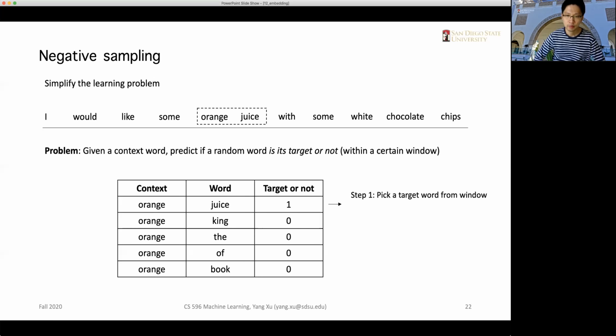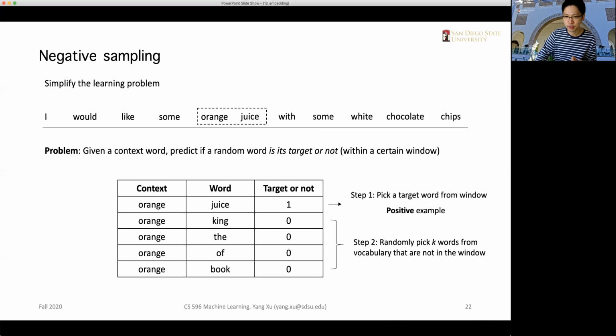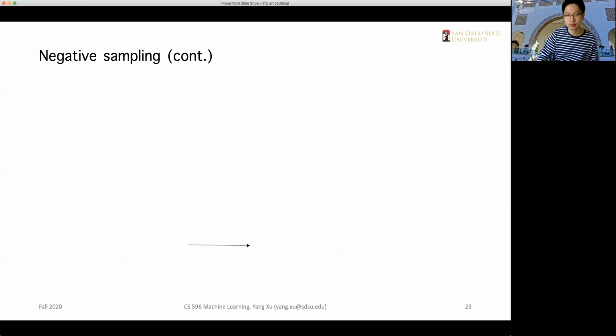The first step of negative sampling is to pick an actual target word from the window. Given a context word, we can always choose a target word from the window. This serves as the positive example because it is a real data point, not a fake case. The second step is to randomly pick a constant number of words, say k words, from the vocabulary that are not in the window. These serve as the negative examples. The positive example has the positive label, and the negative examples have zero labels. We use all these word pairs as our training data set, and we have the labels available as well.